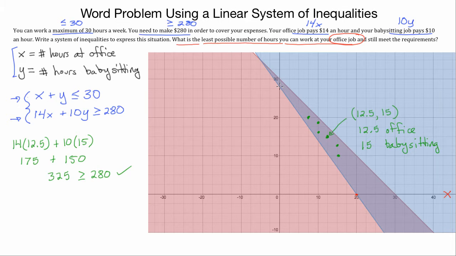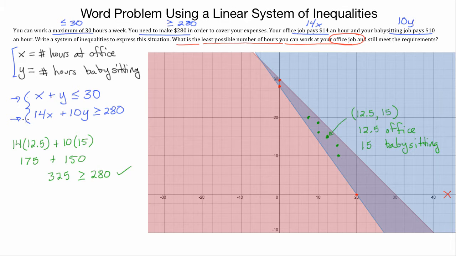And it actually looks like right here in the solution set, there's a couple of them, right? It looks like I could work maybe 18 hours babysitting and still meet what I need. Oh wait, no, 20, 22, 25. That'd be 28. That's a 30 right there. So it looks like I could work 28 hours, 29 hours, 30 hours. It looks like I could do all babysitting and meet what I need, which makes sense, right?